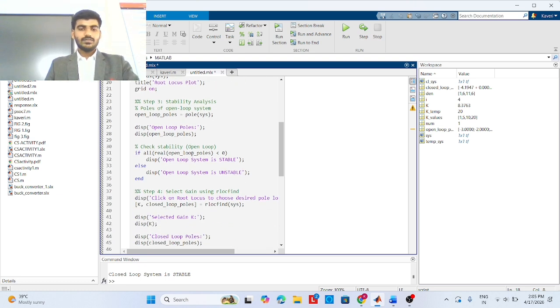Next section: select gain using rlocus. Selection of gain. Here I select the gain.